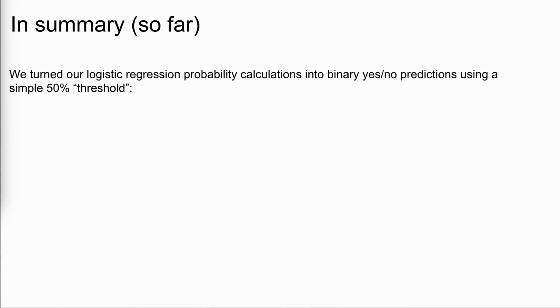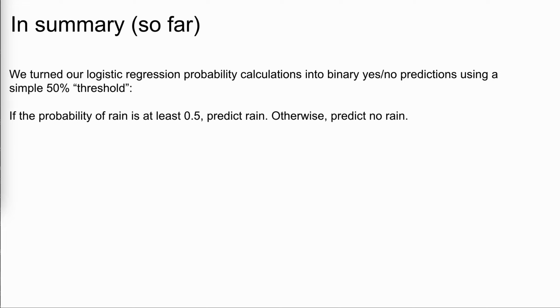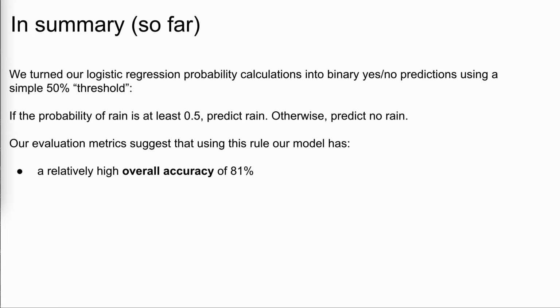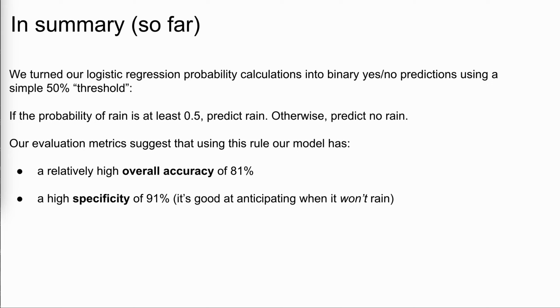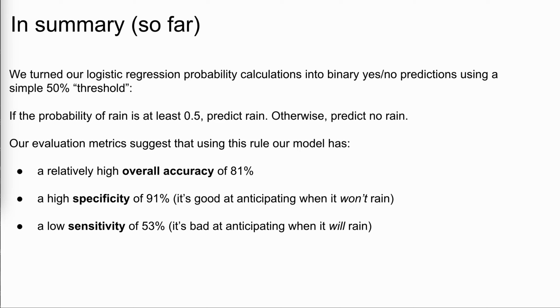In summary, we turned our logistic regression probability calculations into binary yes-no predictions using a simple 50% threshold. If the probability of rain is at least 0.5, we predicted rain, otherwise we predicted no rain. And our evaluation metrics suggest that using this rule, our model has a relatively high overall accuracy of 81%, a high specificity of 91%, meaning it's good at anticipating when it won't rain, but it has a low sensitivity of 53%, meaning it's pretty bad at anticipating when it will rain.